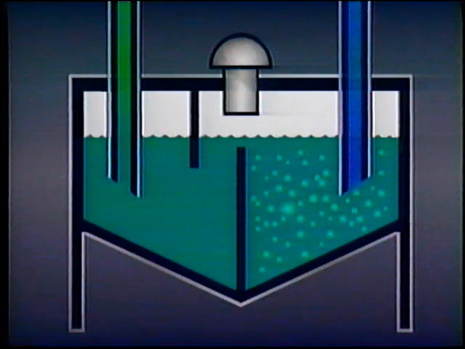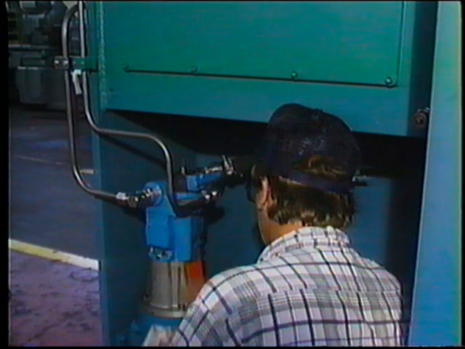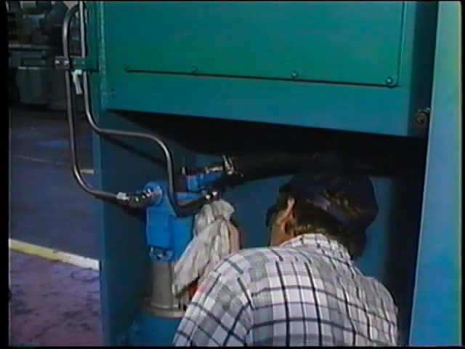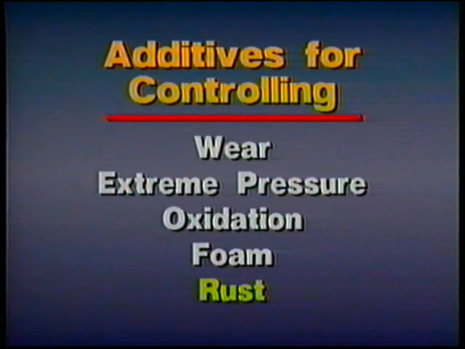However, some reservoirs don't have baffles, and some systems churn the oil so much that baffles aren't enough to prevent foaming. You can check for foaming oil by taking a fluid sample near the pump inlet in the reservoir. The foam will be obvious. If it is present, check the system to find the source that is allowing air to be drawn into the system. Another common problem is rust.